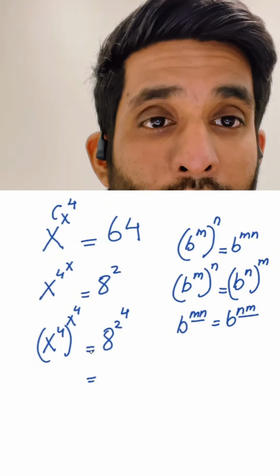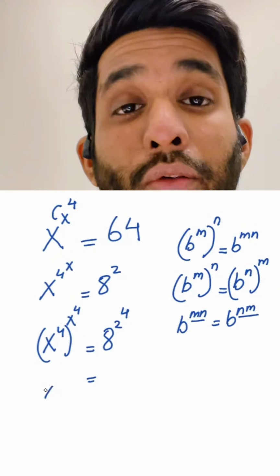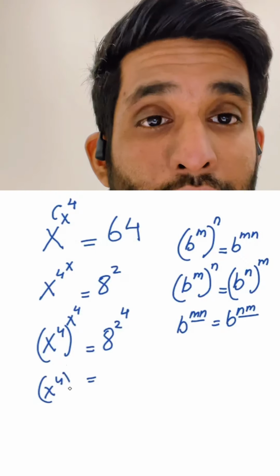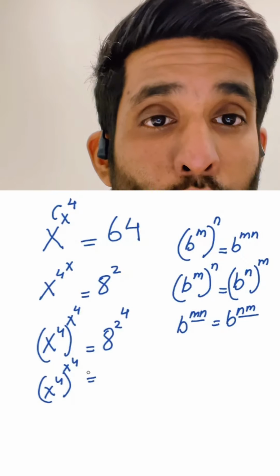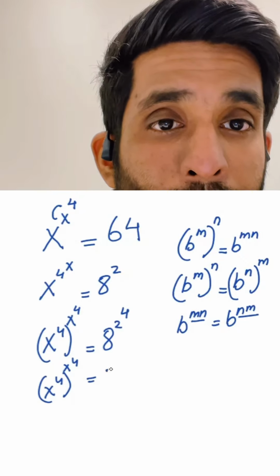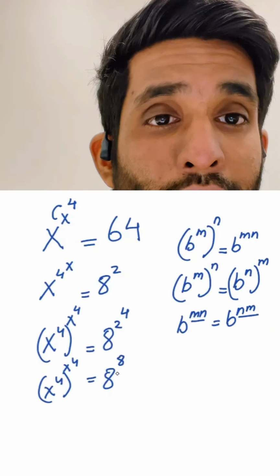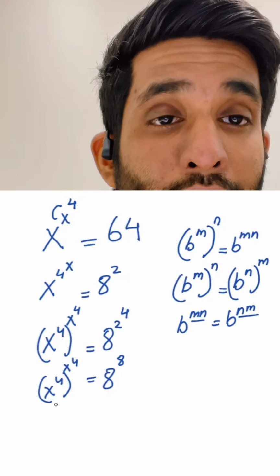So again, if I use the power rule, and I'll only use the power rule on the right side, not on the left side. I'll leave the left side as is, and you will see why very soon. So on the right side, we'll end up with 8 to the power of 8.